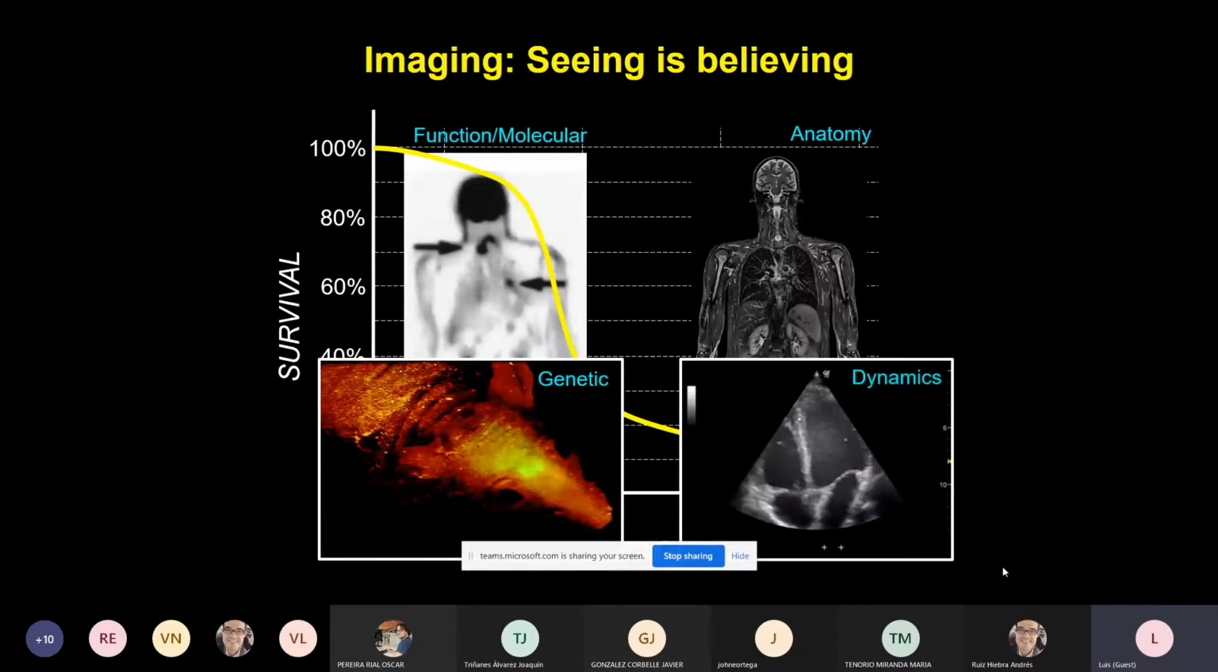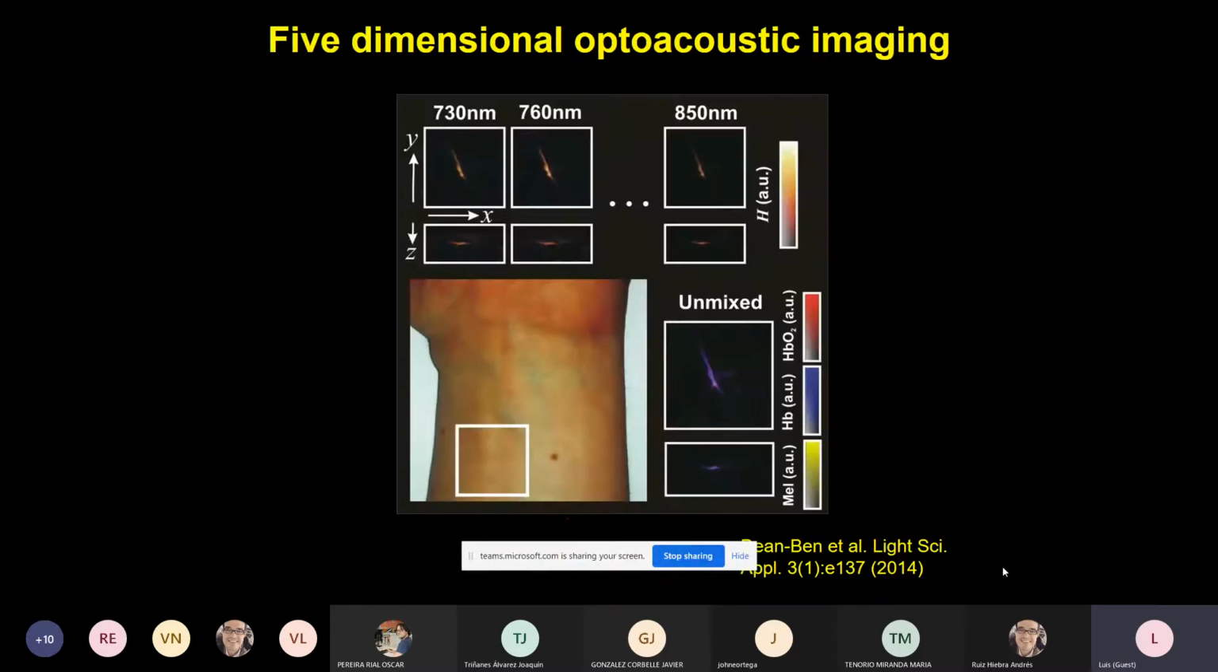And of course, there is also dynamics. Biology is very dynamic, and it's not only providing an image, but seeing how that image changes with time. In this case, it's a beating heart visualized with ultrasound, but there are many other biological processes that are dynamic. Basically, anything in vivo is dynamic. So I'll try to convince you that optoacoustics can provide most of these things, or almost everything. Of course, there are some drawbacks, but it provides a lot of information.